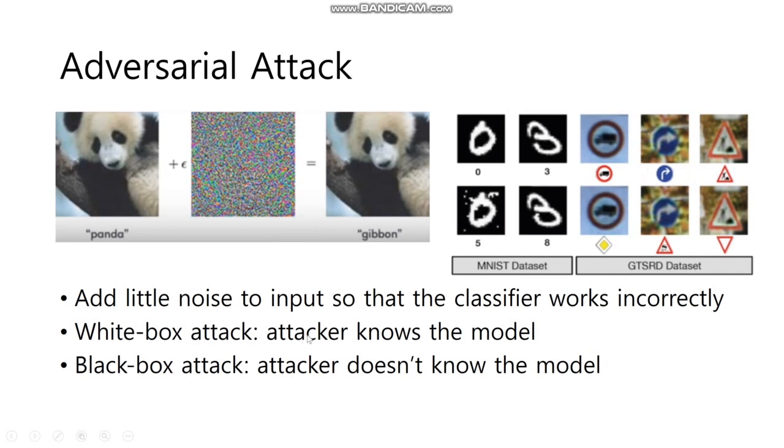White box attack means the attacker knows the model, and black box attack means the attacker doesn't know the model. Usually in black box attacks, the attacker builds a model that can imitate the black box model and then applies any kind of white box attack.